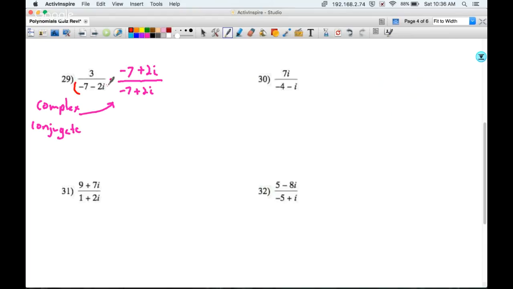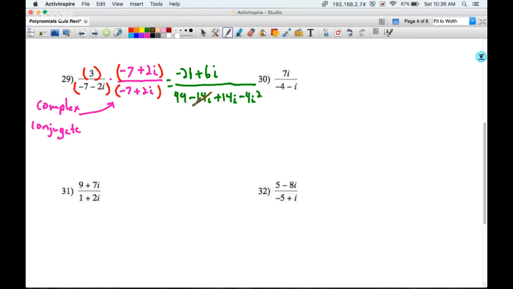All right, add some parentheses to help organize this distribution here. And we're going to get negative 21 plus 6i on the top. And on the bottom, we're going to have some things cancel, but I'll write it out. 49, outside gives us a minus 14i. Inside gives us a positive 14i. Those will cancel. And our last terms give us a negative 4i squared.